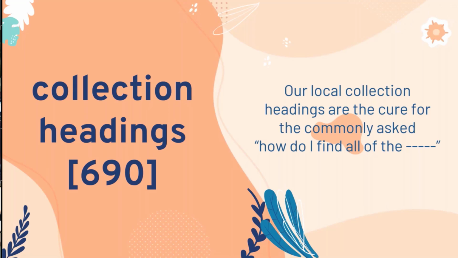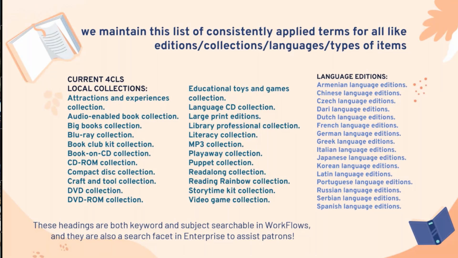The next thing I wanted to run through for you was the collection headings, which are a 690 field in our records. A lot of times we'll have people ask how they can find all of one certain type of format, whether it's puppets or DVDs or anything that's library professional materials or things in one language. So using the collection headings, you can search for these, which will help you figure out how to find all of that certain thing. So we maintain a list.